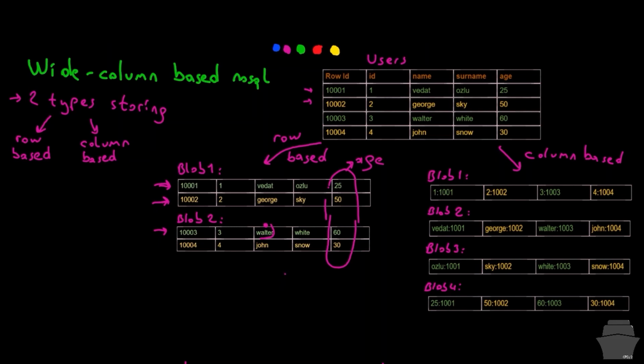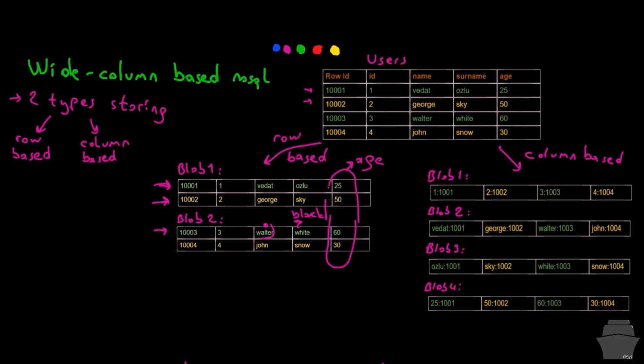So another good thing about row-based is we can delete or update data easily because all the information about the user is stored in one row, right? For example, if I want to change Walter's surname from white to black, when I read the first row of blob 2, then I can edit the surname field.